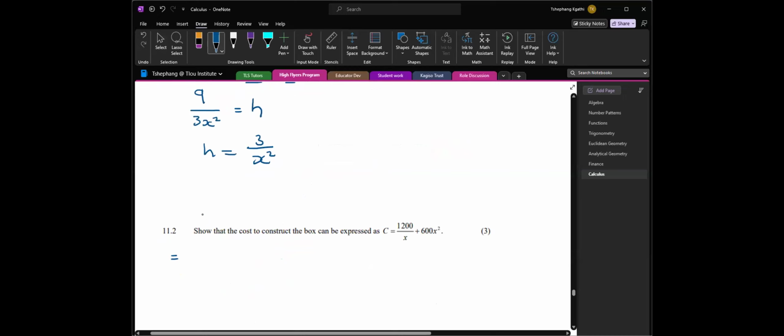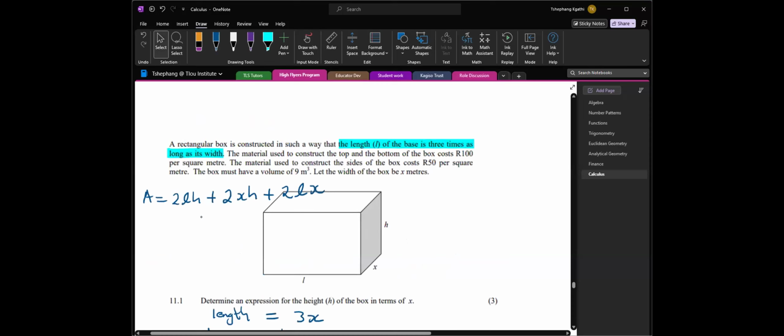we are going to have our cost as 2 times 3xh, okay, plus 2xh. But these are multiplied by the cost to make it, which is 50, then plus 2 times 3x squared, but then multiply by 100, because this cost 100 rand. And they did say that it does cost 100 rand for the bottom per square meter.